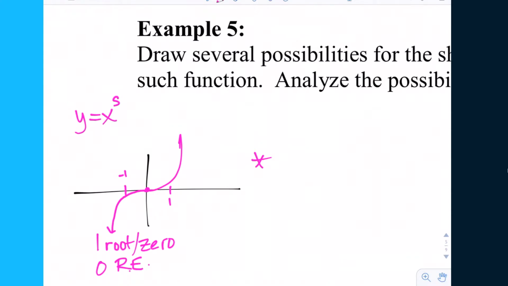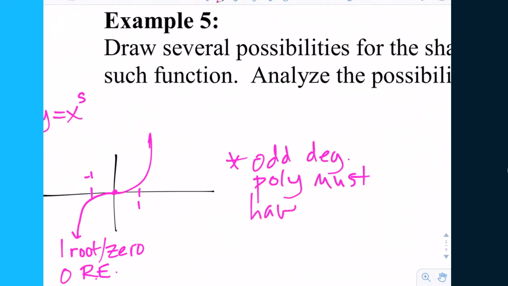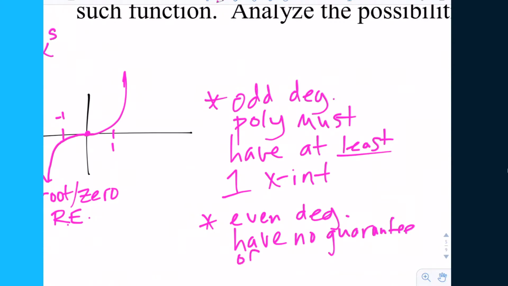Because they have opposite end behaviors and they're smoothly connected everywhere, there's no way to get from negative infinity to positive infinity without passing through what? 0. Yeah. So odd degreed polynomials must have, we'll say, at least one x-intercept. Guaranteed. Where even degree polynomials have no guarantee of an x-intercept. They certainly can.